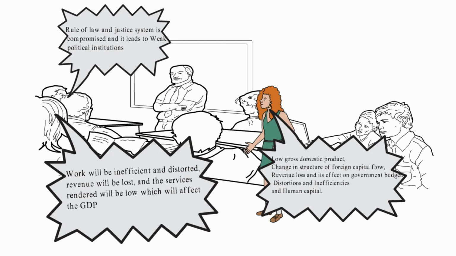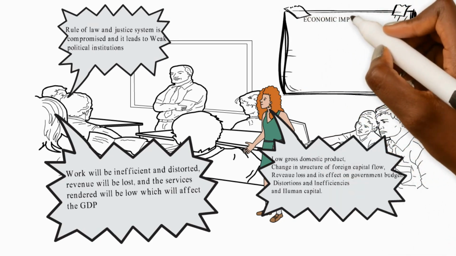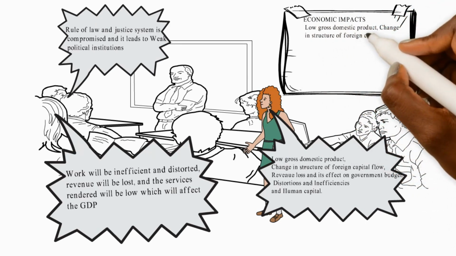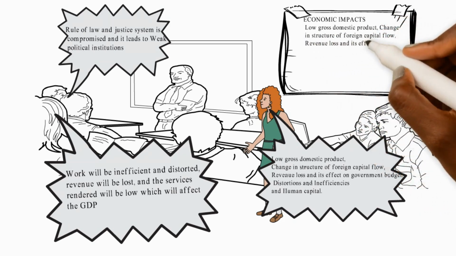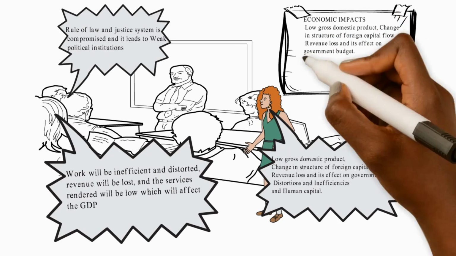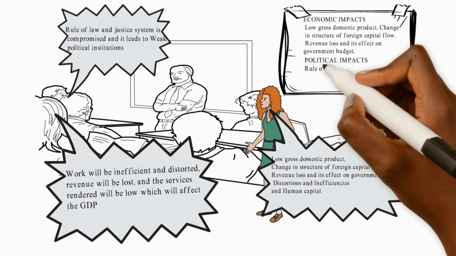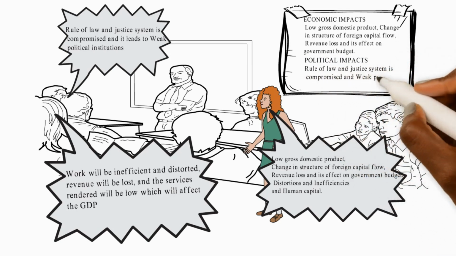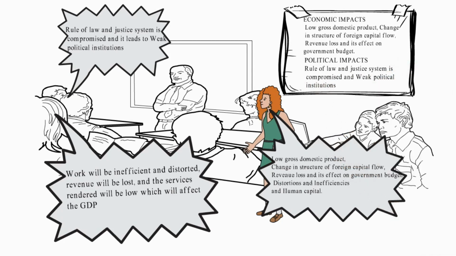However, the impacts of corruption can be classified into 3: social, economic, and political impacts of corruption. The points we have discussed fall under economic and political causes of corruption. The economic impacts of corruption are low gross domestic product, change in structure of foreign capital flow, revenue loss and its effect on government budget, distortions and inefficiencies, and human capital, and the political impacts of corruption are rule of law and justice system is compromised and weak political institution.